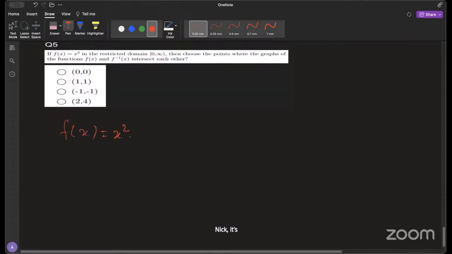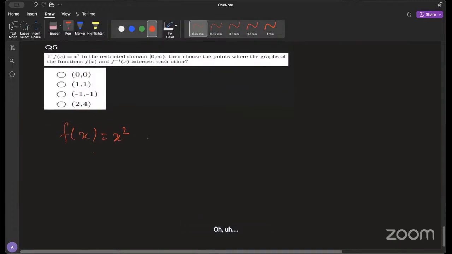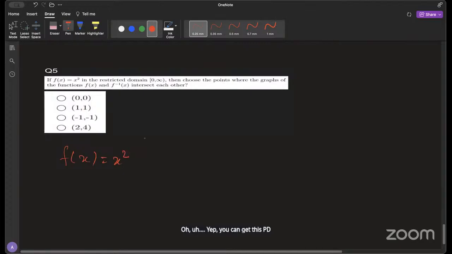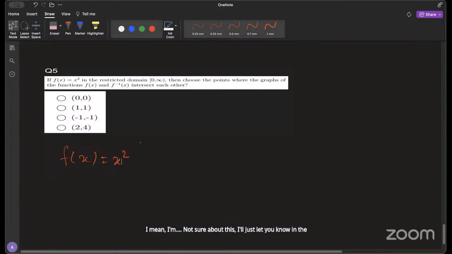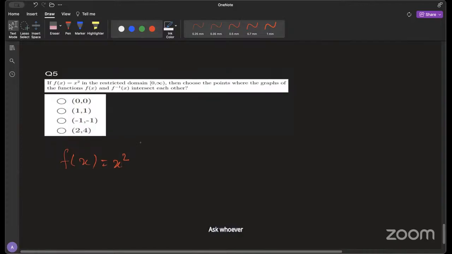Will we get this PDF after the session? Yep, you can get this PDF after the session. Still, where can we get it? Because in some previous session, I was not able to find the live class PDF. They told us that they will give it, but I could not find it. I'm not sure about this. I'll let you know in the next class, and I'll ask whoever handles this to share it.